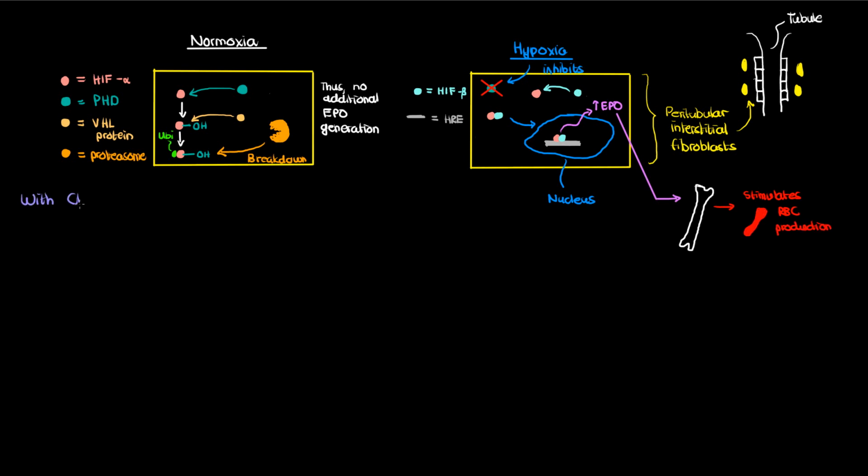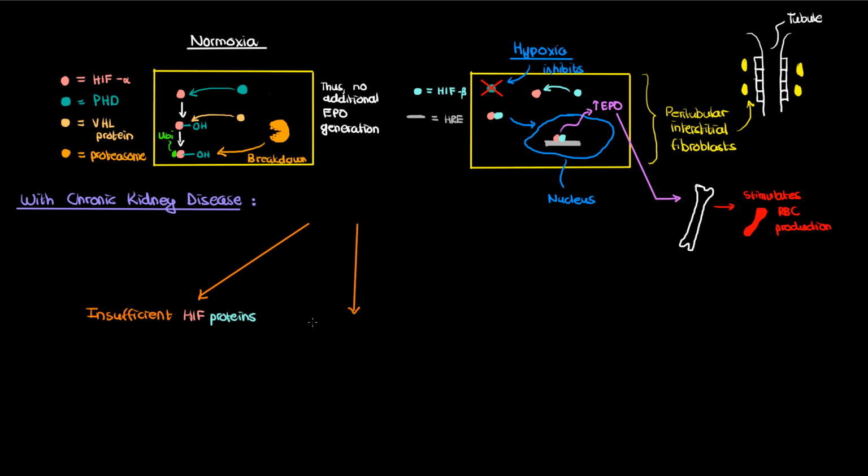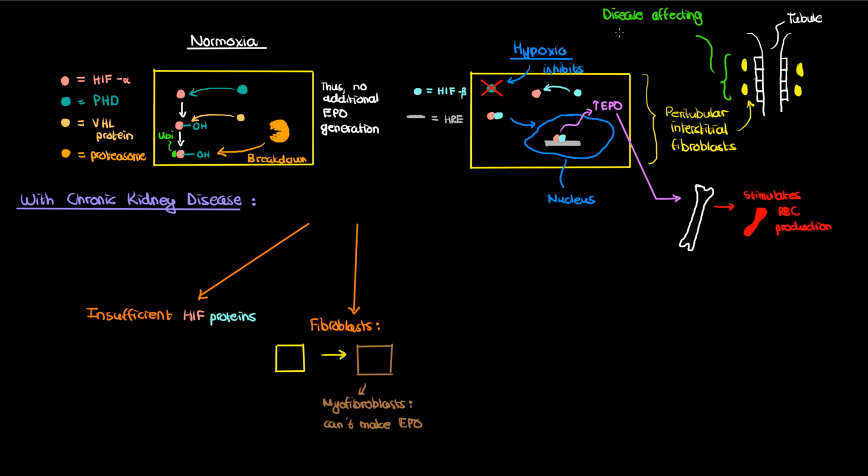What happens in chronic kidney disease? Well, as your kidneys get damaged, your peritubular fibroblasts get more damaged, and you end up with insufficient expression and function of the HIF proteins. Your fibroblasts can also transform into myofibroblasts that don't make EPO as your CKD progresses. In fact, in chronic kidney disease that is primarily due to a tubulointerstitial disease, your anemia is worse and harder to treat. Why is that?